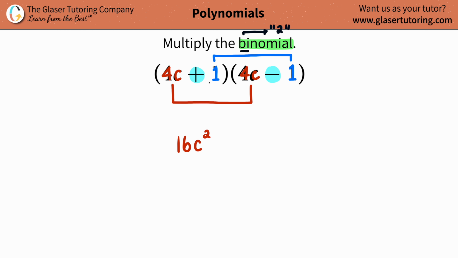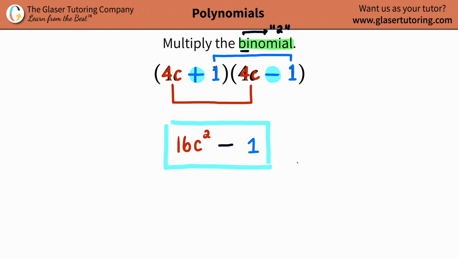Now all we got to do is multiply those blue terms, the last ones, and just keep in mind to take those signs into consideration. So we have a positive 1 being multiplied by a negative 1. This is going to be a negative value, and it's going to be a 1, because 1 times 1 is 1. And you're done. That's all she wrote for this one. How awesome was that? 16c squared minus 1, final answer. And you're good to go.